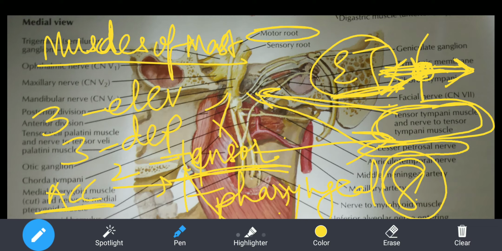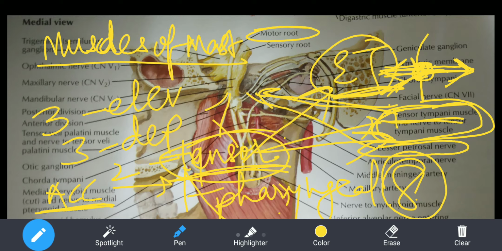So the eustachian tube and tensor tympani muscle: the tensor tympani is contracting your tympanic membrane. Once it contracts, it will dampen the sound. It will decrease the intensity of sound. So that is done by these two tensor muscles, tensor tympani and tensor palatini, and 3 depressors, 3 elevators.